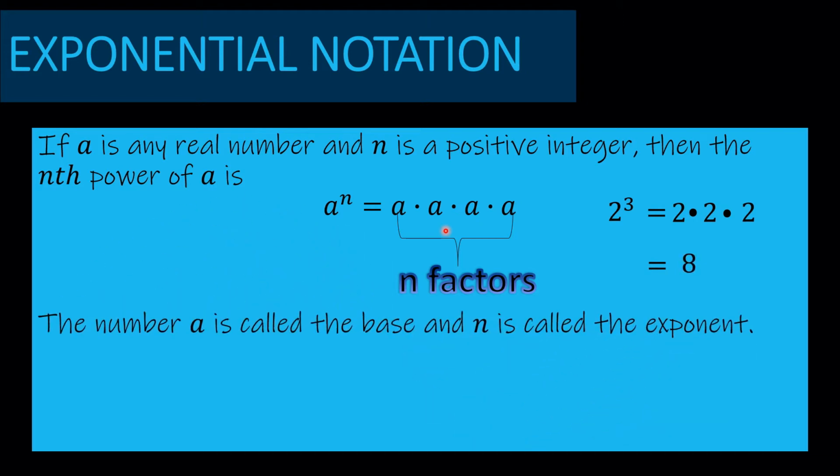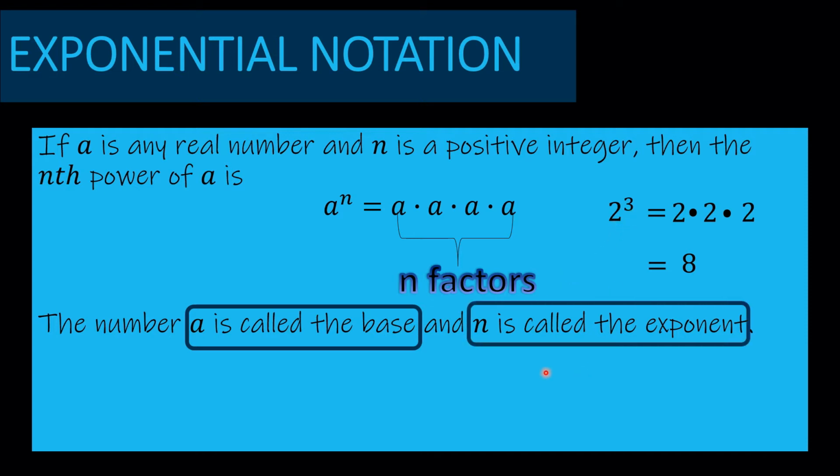And then, how did we do that? The number a is called the base and n is called the exponent. So in this example, 2 to the power of 3, the base is equal to 2. The exponent is equal to 3. So in this notation, the exponent tells us how many times we are going to use the base as a factor. So for example, 2 to the power of 3. We have exponent 3. So it tells us that we are going to use 2 as a factor 3 times. That's why we have 2 times 2 times 2.